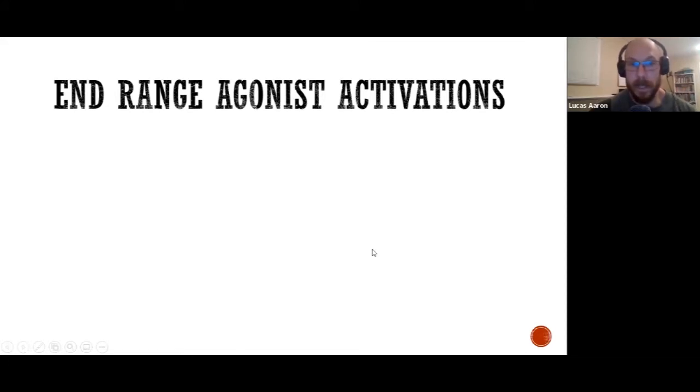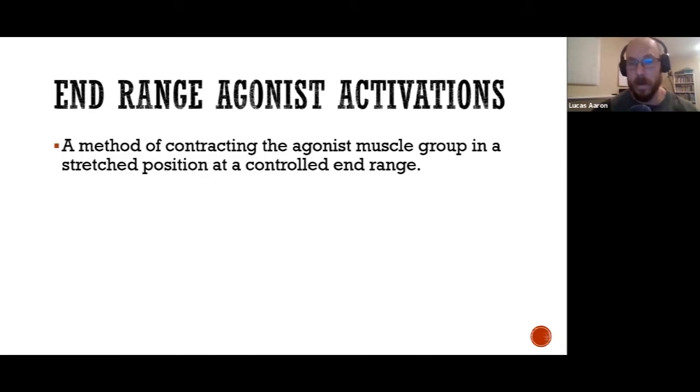So, end range agonist activations. Let's first start by defining what that is. It is a method of contracting the agonist muscle group in a stretched position at a controlled end range. So that last piece is very important: it's at a controlled end range. It is a form of active flexibility. So if you are familiar with your components of flexibility, active flexibility has static and dynamic components to it.